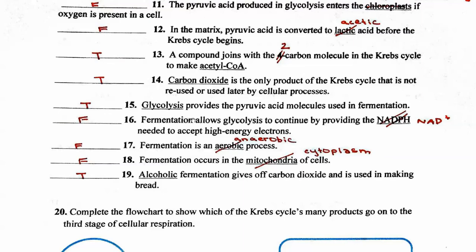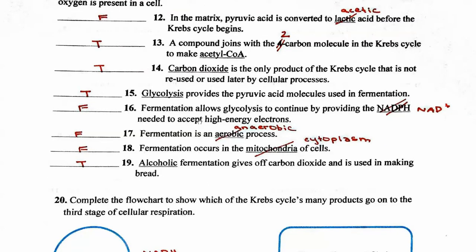Glycolysis provides the pyruvic acid molecules used in fermentation. Okay, that's true because you start with glycolysis and then the pyruvic acid is going to be broken down into either an alcohol or an acid. Fermentation allows glycolysis to continue by providing, it's not NADPH. First of all, that's for photosynthesis. That's totally wrong. Fermentation is taking the NADH, which is produced in glycolysis, and making it into NAD+. So that was false.